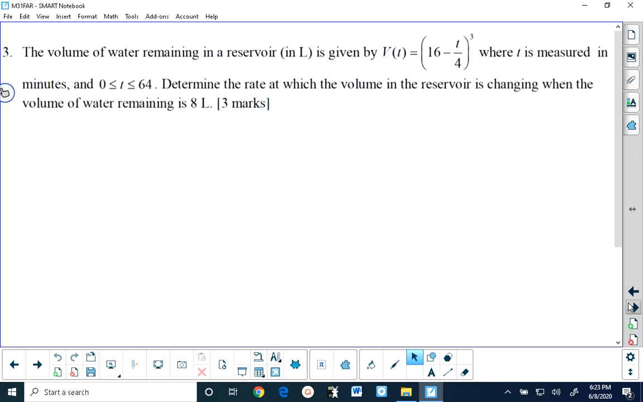In this one, the domain is only 0 to 64 because if you were to put 64 in for t, you would discover that that works out to 0, which means it takes 64 minutes for the water to drain out of the reservoir.